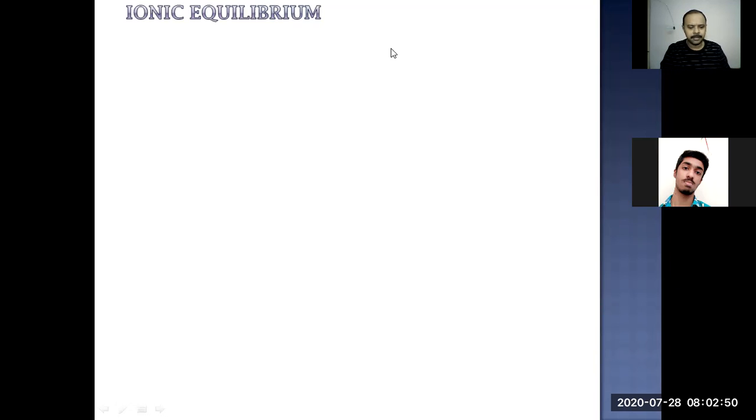Today we'll continue with the equilibrium concept, and we have studied some chemical equilibrium. Under chemical equilibrium, up to Le Chatelier's principle, we have studied, right? So now we'll take up ionic equilibrium. Ionic equilibrium is the equilibrium existing between dissociated ions and undissociated molecules, right? That is ionic equilibrium. Under ionic equilibrium, various things, like acid-base theories to start with.